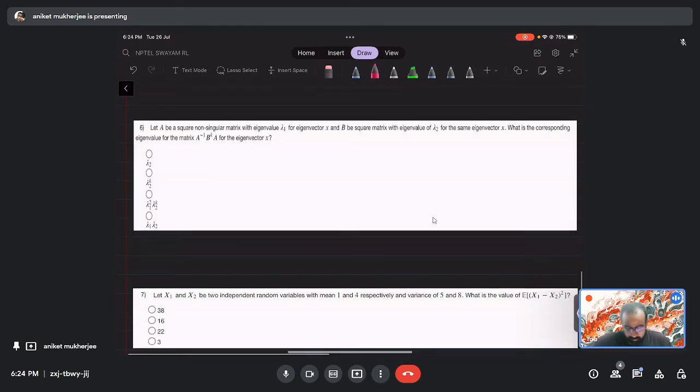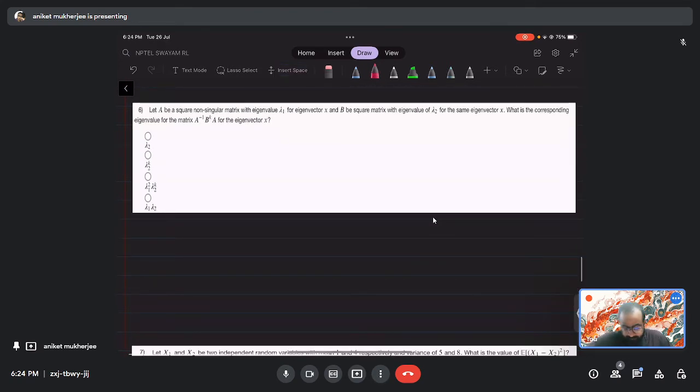Okay. So let's go on to the sixth question. The sixth question states that A is a square non-singular matrix with eigenvalue lambda 1 for eigenvector x, and B is a square matrix with eigenvalue lambda 2 for the same eigenvector x. What is the corresponding eigenvalue for the matrix A inverse B power K for the eigenvector x?